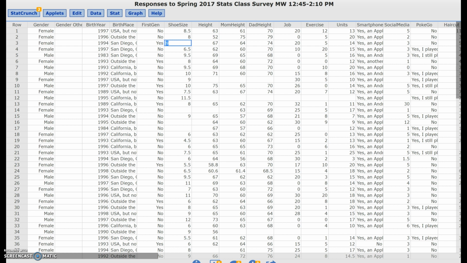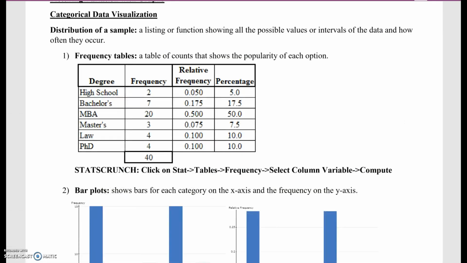So one of the things that we really want to be able to do is try to visualize what exactly is going on with each individual column, because it's kind of hard to see the column and we don't want to count all this. So here are three different types of graphs for categorical variables. The first one is a frequency table.